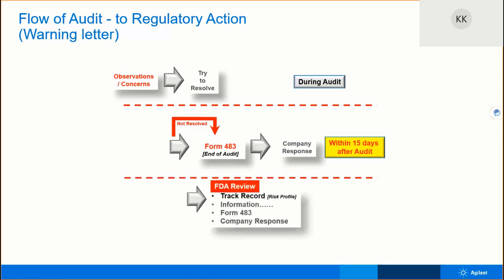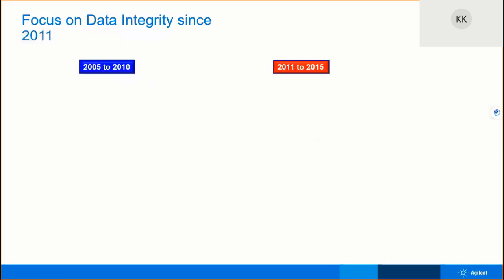So what happens then with this response? The FDA will review this. They will look at your track record. They will gather all other information. They will look at the Form 483 and the company response. If there are still serious deficiencies, the company will get a warning letter.